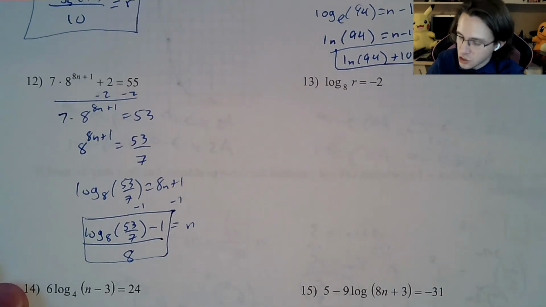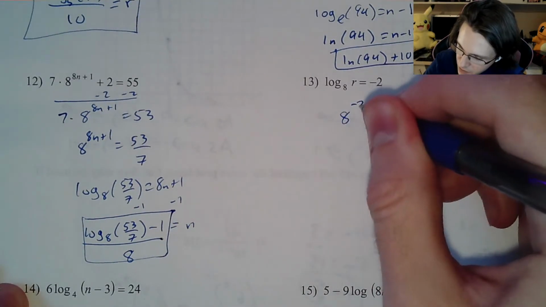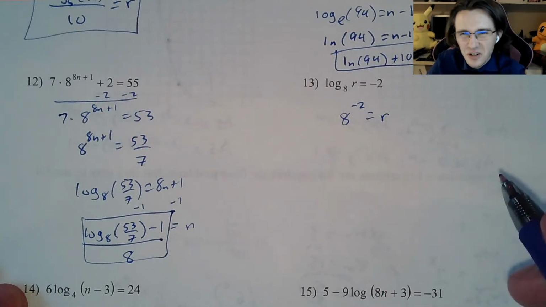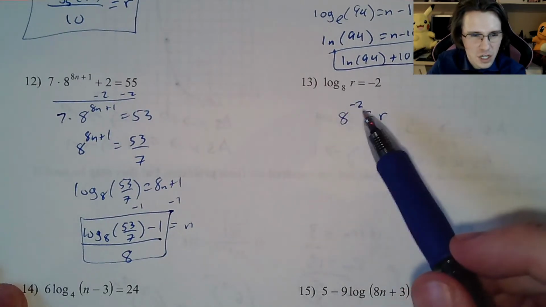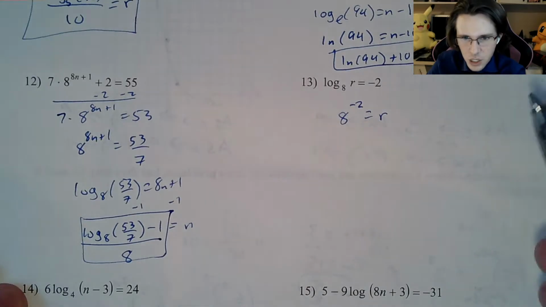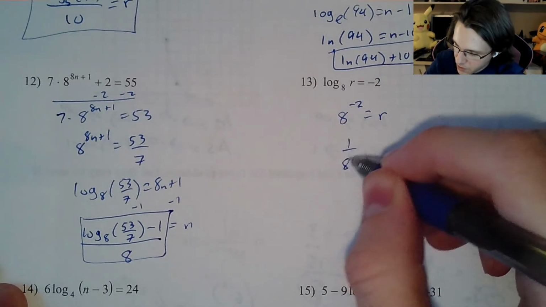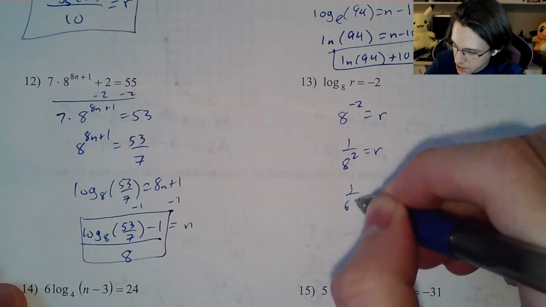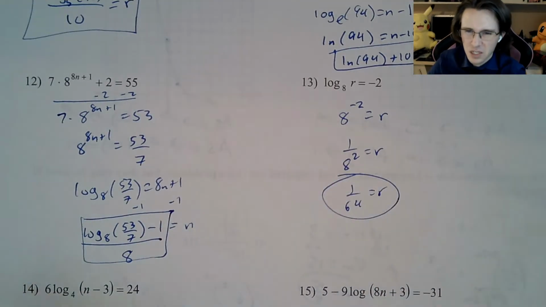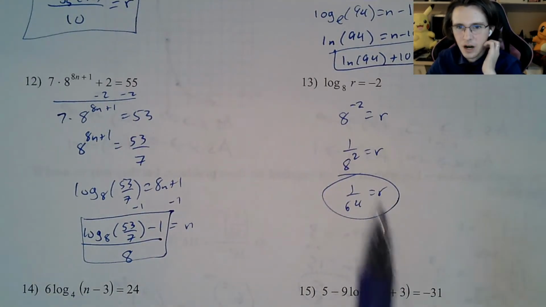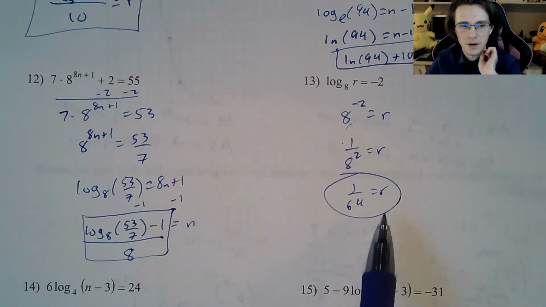All right, number 13. Log base 8 of r equals 2. Same exact idea. 8 to the negative 2 equals r. You could stop here, but 8 to the negative 2 is something we could actually write down as a fraction in a correct way because it's the same thing as 1 over 8 squared, which is 1 over 64. So I think that's actually the better way to write that one. I'd probably still give credit for this one, but this is better.